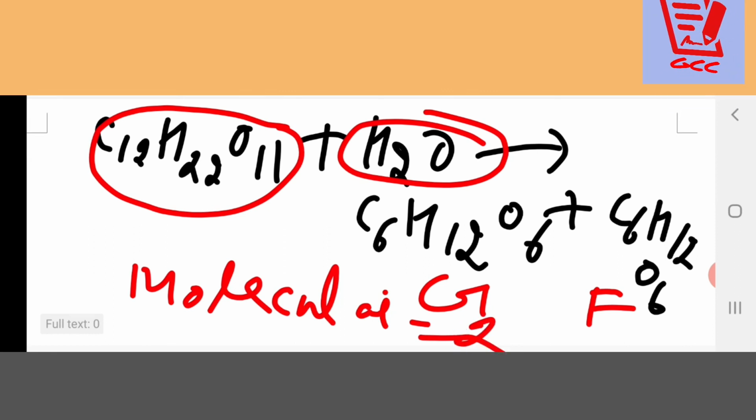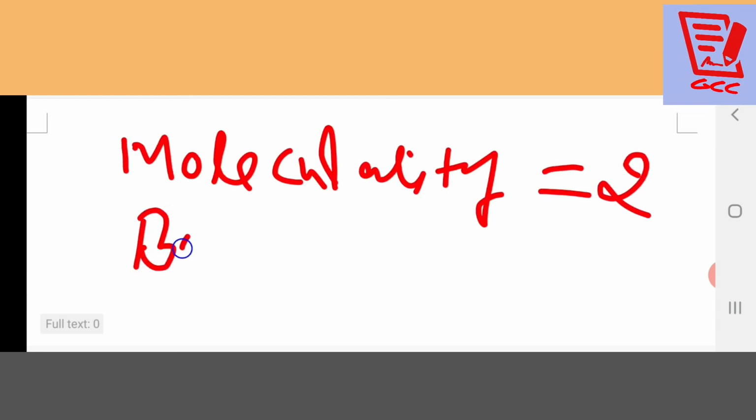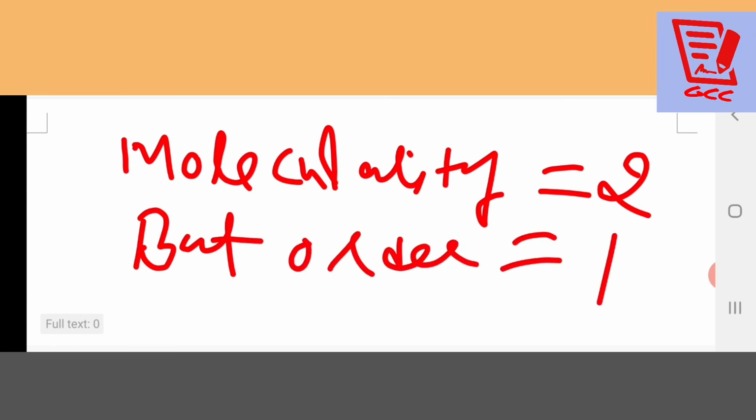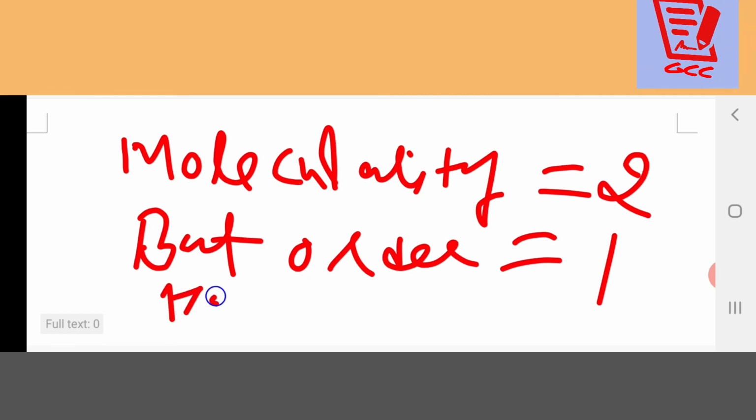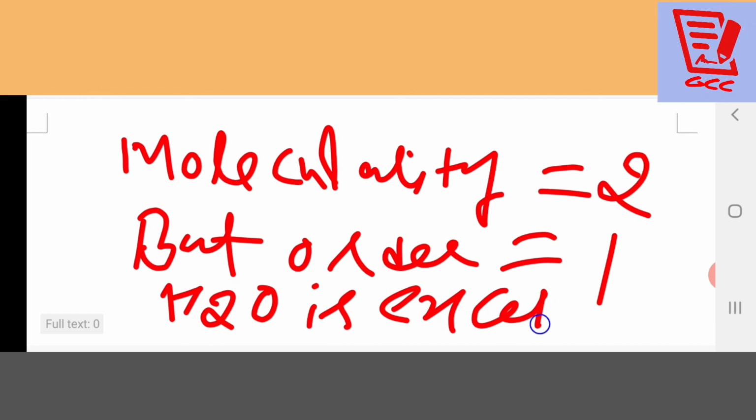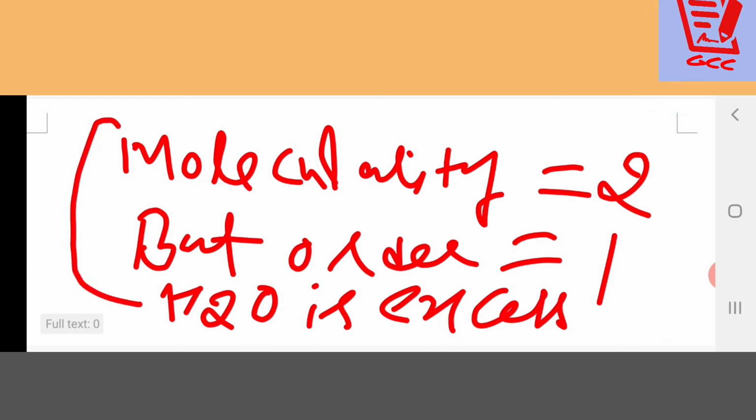What is its molecularity? It is 2. Again I am writing, the molecularity of the reaction is 2, but its order is 1. Why 1? Because water is again present in excess, that is why it has no effect. But we have done in the +1 class also that a reaction is always governed by the limiting reagent. How is it done? By the limiting reagent.